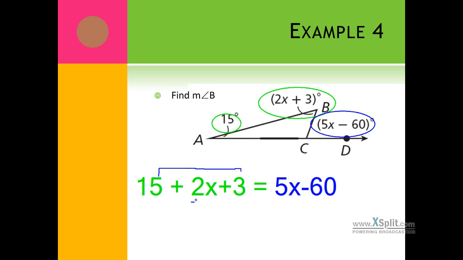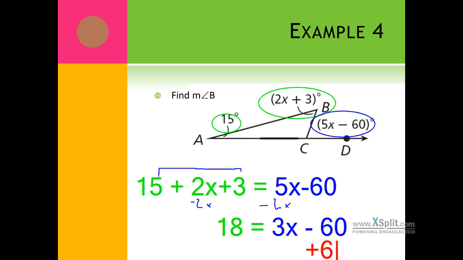At the same time, just to save some space, I'm going to subtract 2x on both sides. So that's going to leave me with, on the left side, 18 is equal to, on the right side, we are left with 3 x's now, minus 60. Now I am running out of space on my screen here. Next step, though, I'm going to need to add 60 to both sides.